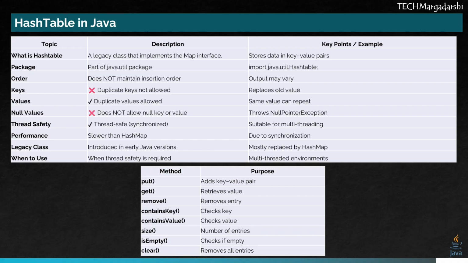One important feature of Hashtable is that it is thread safe, as all its methods are synchronized. This makes it suitable for multi-threaded environments. However, due to this synchronization, Hashtable is slower compared to HashMap. Since it is a legacy class, it is rarely used in modern applications, and HashMap or ConcurrentHashMap is generally preferred. Hashtable is mainly used when thread safety is required in older systems.